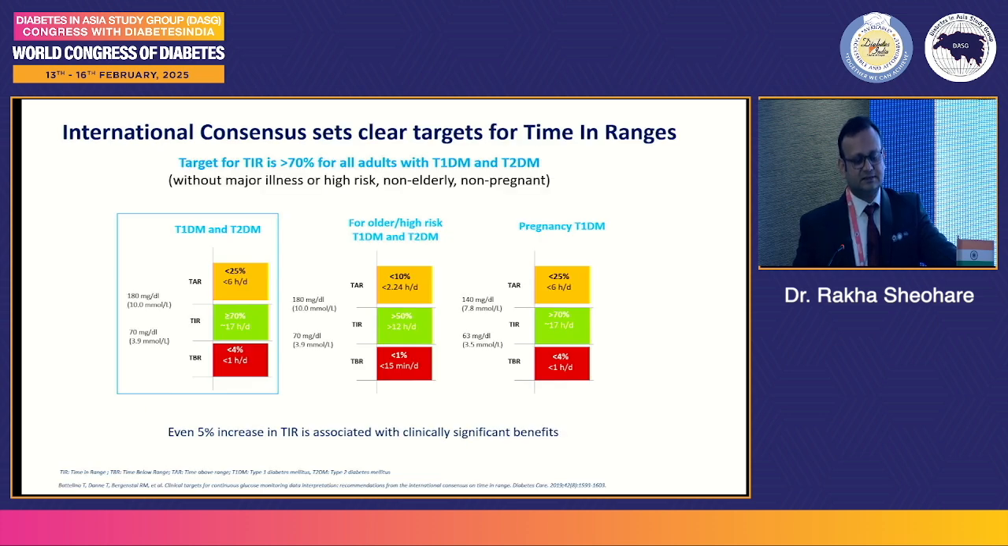What does the international consensus say? They say in type 1 and type 2 diabetes, you should have more than 17 hours per day of time in range. That means 70% of the time your body should have glucose within range. So 70% of the time, when you are having 17 hours in 24 hours of good control, then probably you're going to have a very good HbA1c. Time below range should be less than 4% and time above range should be less than 25%.